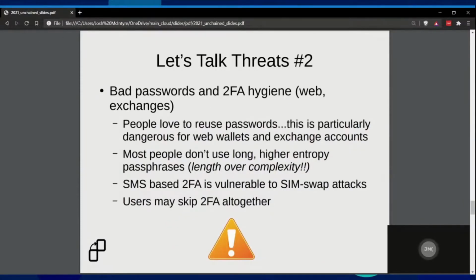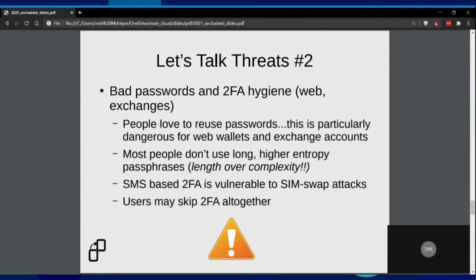Another very common threat, of course, is bad password and two-factor hygiene, right? This is something that doesn't just affect cryptocurrency, of course. This is something that affects all kinds of online accounts. Frankly, most people don't take their password security seriously enough. And this is something I always try to nag my friends and family about, is to use strong passphrases, use unique passphrases. Most people, unfortunately, reuse their passwords.